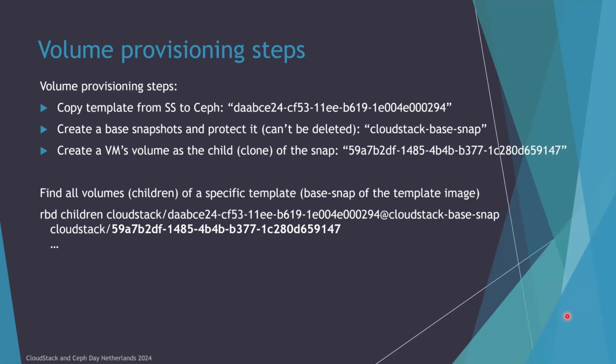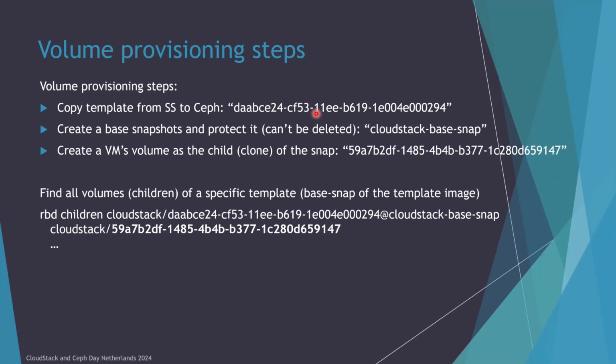In my example that I'm showing you, I deployed a VM from a new template. This template in the CloudStack database would have this specific ID, DAA, and so on. So basically, CloudStack would copy this using the qemu-img utility from the NFS secondary storage into Ceph as an RBD image. Then it would create a snapshot, which is just called base snapshot, but it's purely a snapshot. And it's getting protected so that you cannot accidentally delete it.